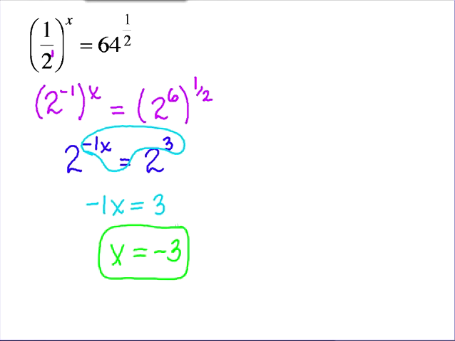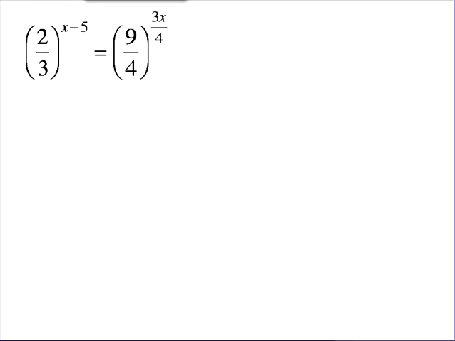Pretty straightforward. We've got one more we're going to look at today, and then we'll be done. (2/3) to the x minus 5 equals (9/4) to the 3x over 4. There's actually two ways of doing this problem.